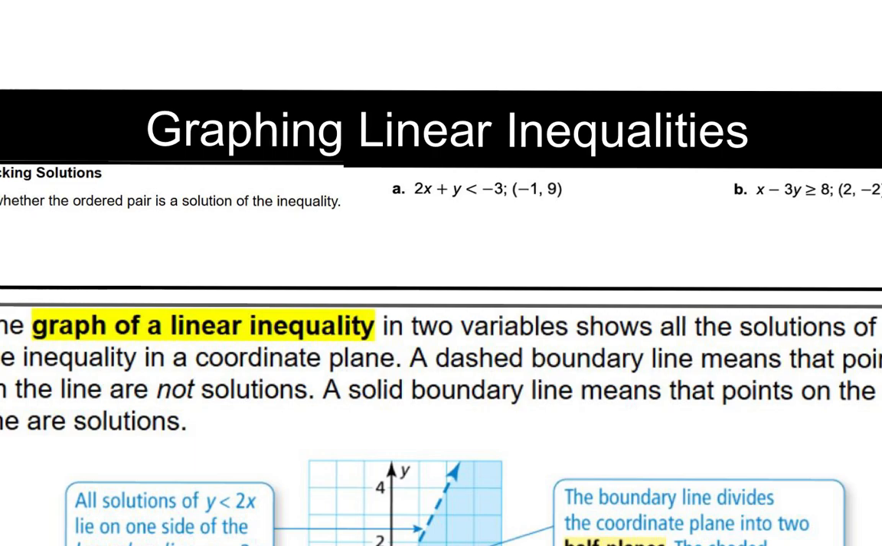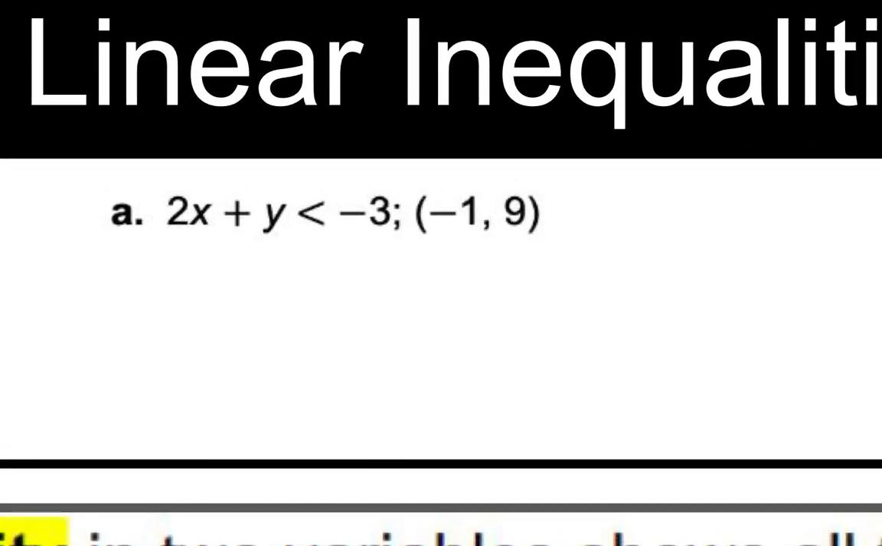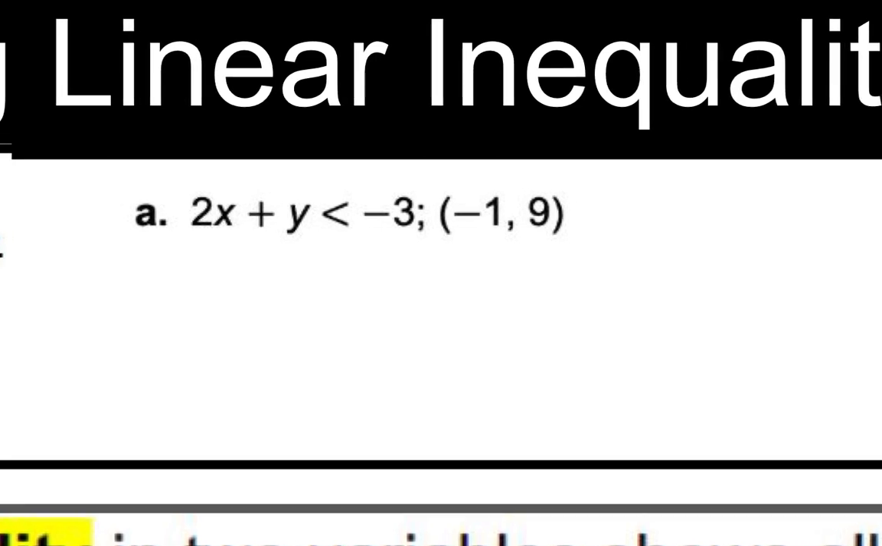Let's check our solution on this. So if we've got the inequality 2x plus y is less than negative 3, and they want us to check to see if this ordered pair, this x and this y, is a solution to that inequality. So what we're going to do is substitute x with negative 1 and y with 9. And then we're going to see, is this inequality true or false? If it's true, it's a solution. If it's false, it's not.